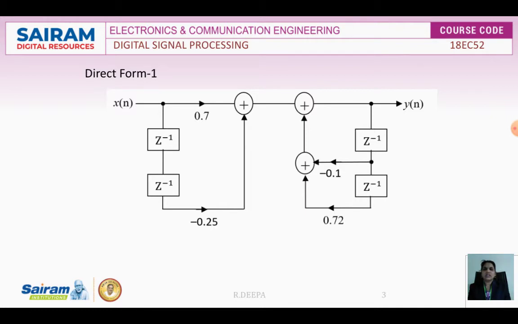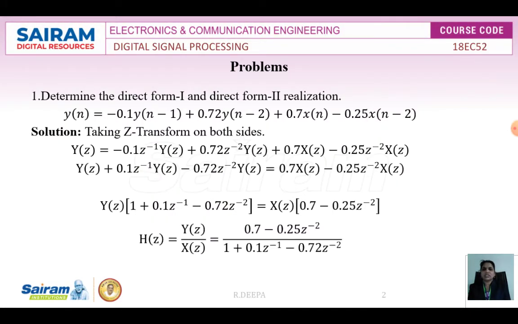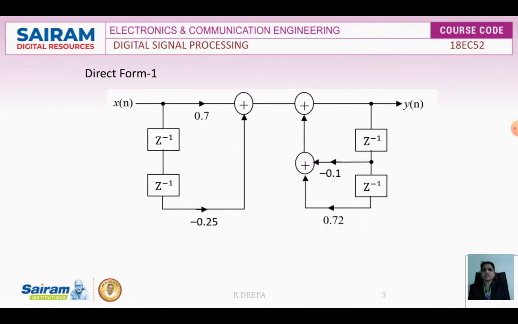As we already have the difference equation from the given problem statement, this equation can be used to draw the direct form 1 structure directly, whereas this transfer function you can use to implement the direct form 2 realization. With respect to this equation, you need to concentrate on x of n and its delay terms. Start with x of n, multiply with 0.7, then delay x of n to get x of n minus 1. Again give it to another delay block to generate x of n minus 2. Then multiply with the corresponding coefficient minus 0.25.